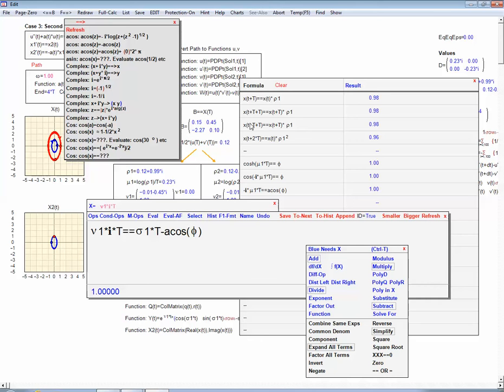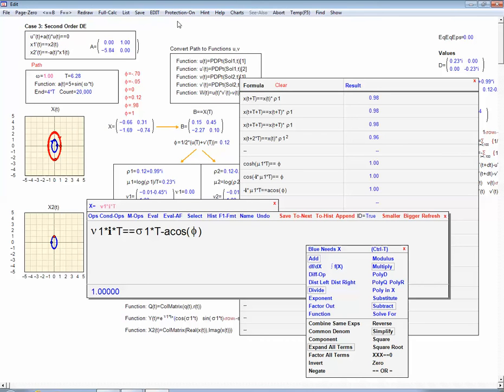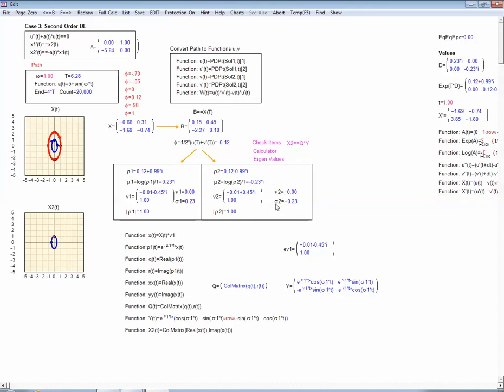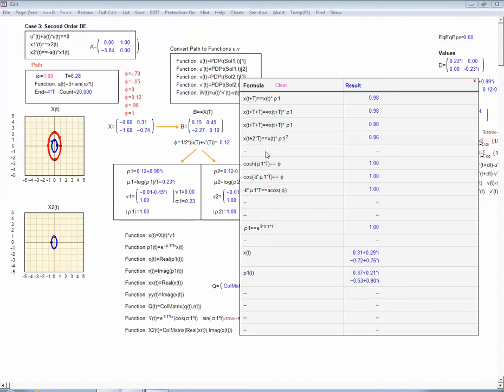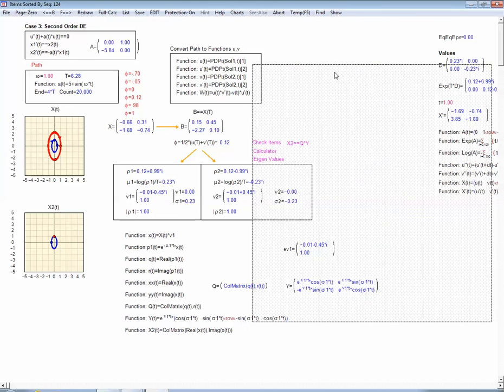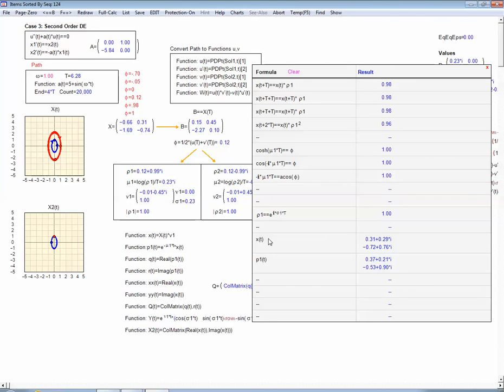Okay, so we've answered the stability question, I think. And now we want to come up with some real valued functions. Our problem is that everything we're dealing with so far is complex valued. Here's the x of t and the p of t. They both come out to be complex valued.